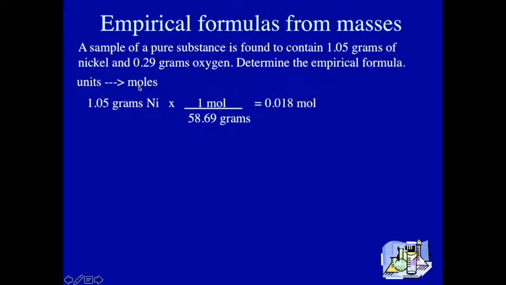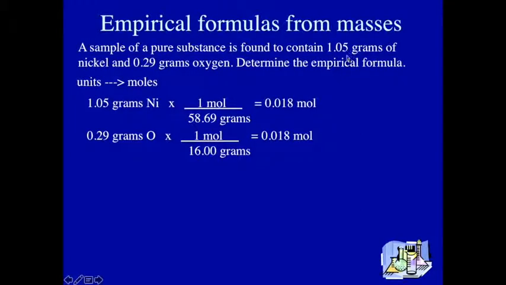We've done this before. So 1.05 grams of nickel, and then I multiply that by 1 mole over the gram molar mass. Basically, I'm dividing the grams of nickel by the gram molar mass, but I'm leaving the units that I want at the top. So I have moles. I do the same thing with oxygen, basically dividing the grams of oxygen I have by the gram molar mass of oxygen, and I get 0.018, 0.018.